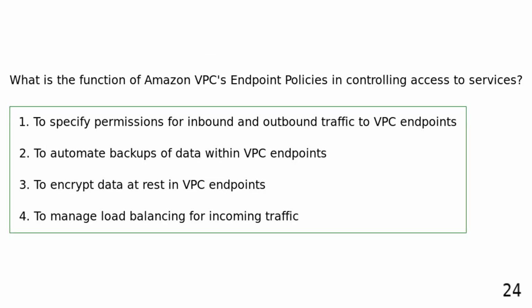What is the function of Amazon VPC's endpoint policies in controlling access to services? To specify permissions for inbound and outbound traffic to VPC endpoints. To automate backups of data within VPC endpoints. To encrypt data at rest in VPC endpoints. To manage load balancing for incoming traffic.